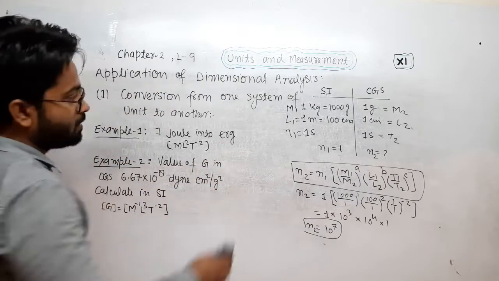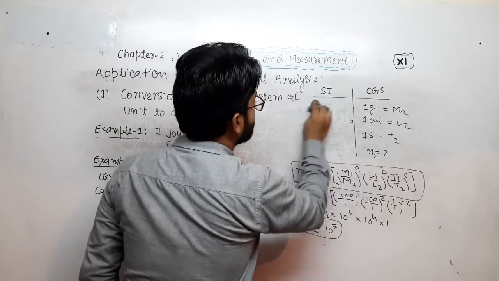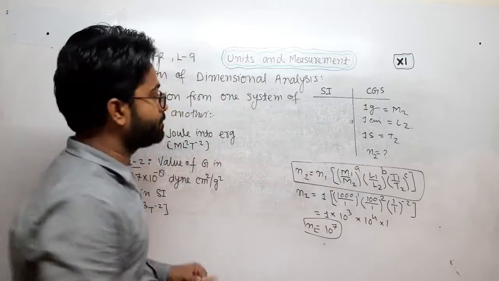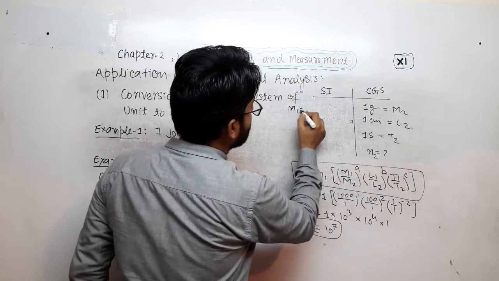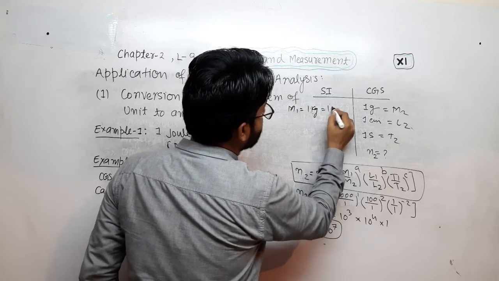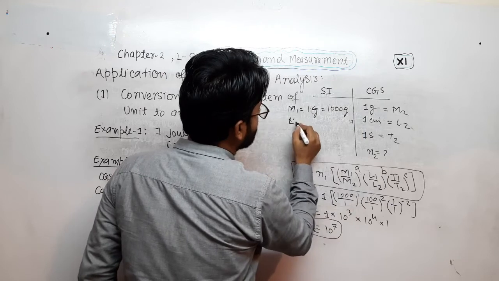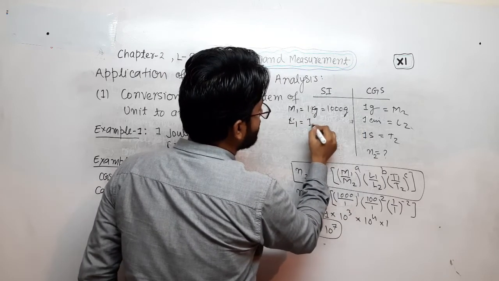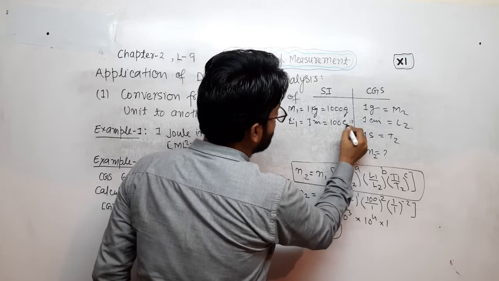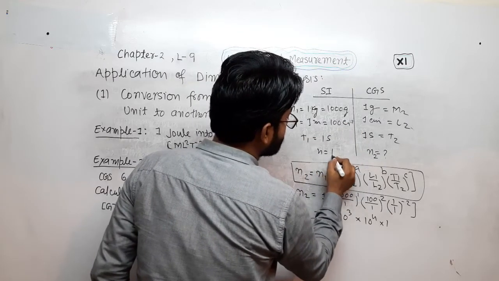Second example is: M1 is 1 kilogram or 1000 gram, L1 is 1 meter or 100 centimeter, and T1 is 1 second, N1 is 1 given.